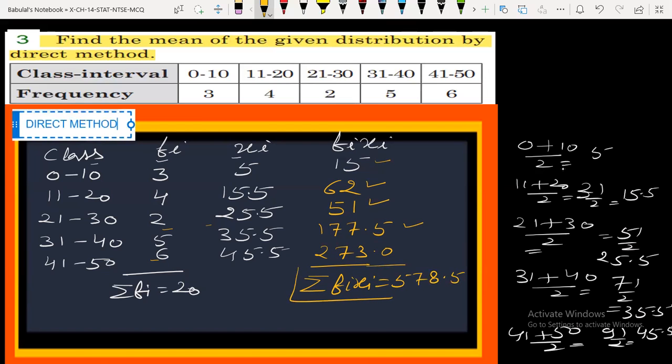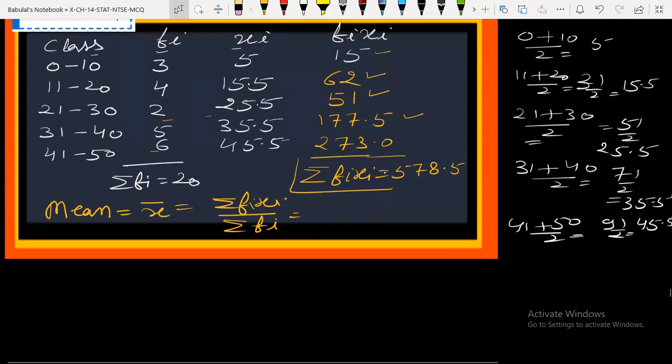Now, after getting the sum of all frequencies and the sum of all frequency into class mark, means fx, use the formula for the mean. Mean, its symbol is x bar, and the formula is total fi into xi divided by sum of all frequencies, and it is 578.5 divided by 20. Please divide by 20 and get the answer.